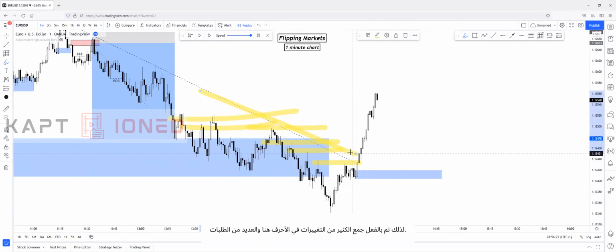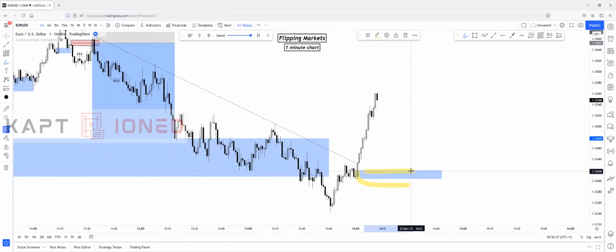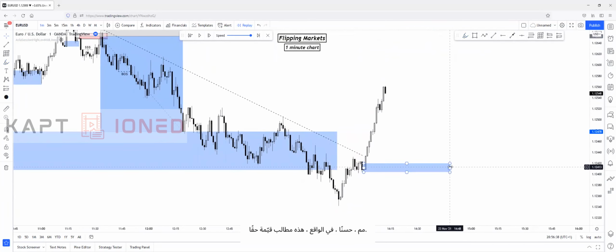And loads of orders have already been collected. Okay, we can mark this zone out. Actually, we have this clear demand zone because it changed character in several places, collected liquidity, changed character, and flipped the supply zone. So yeah, this is a really, really valuable demand zone.